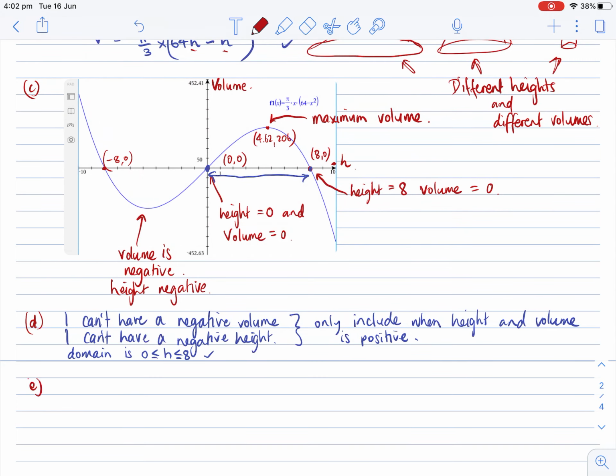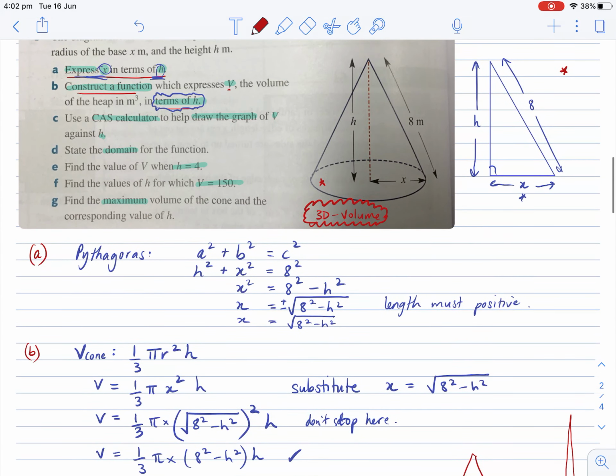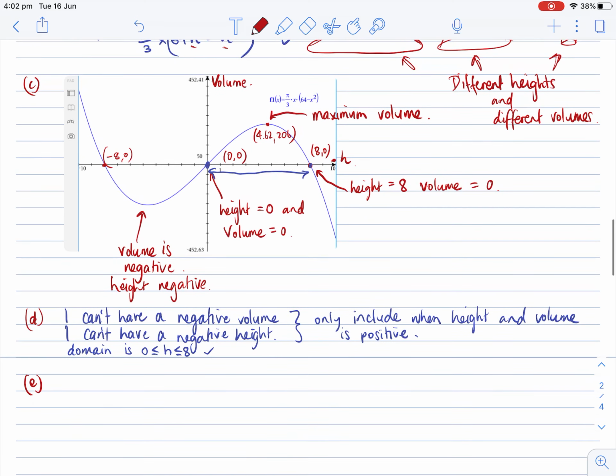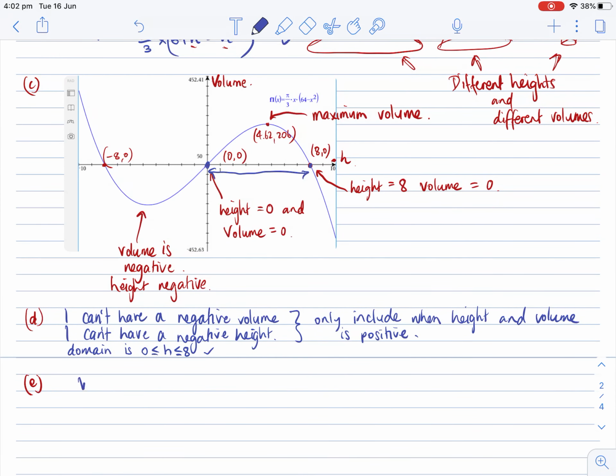All right, part E. Part E tells me to find the value of V when h equals 4. Very quickly, we had our formula from before, which was pi on 3 times h, times 64 minus h squared, and we want to find V when h equals 4. So this is a simple substitution problem.